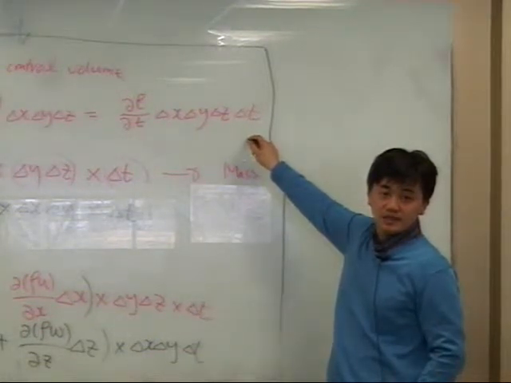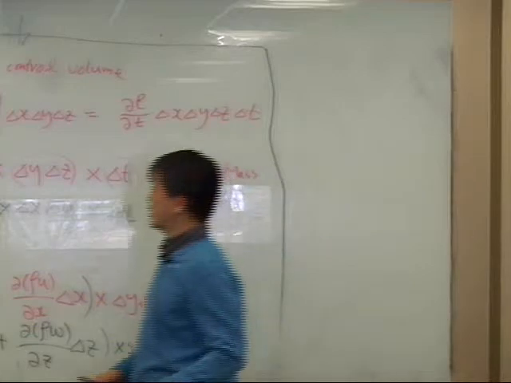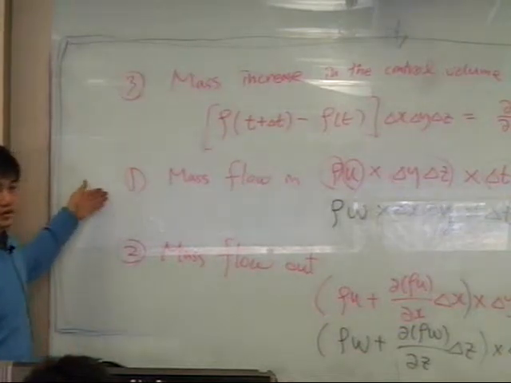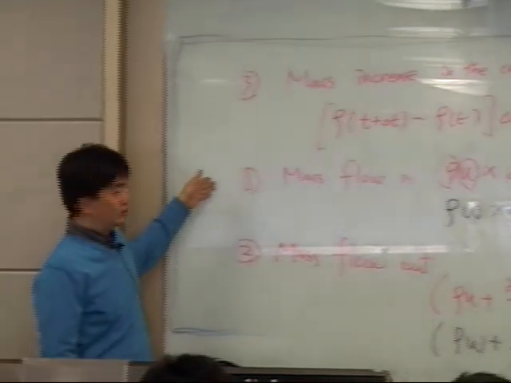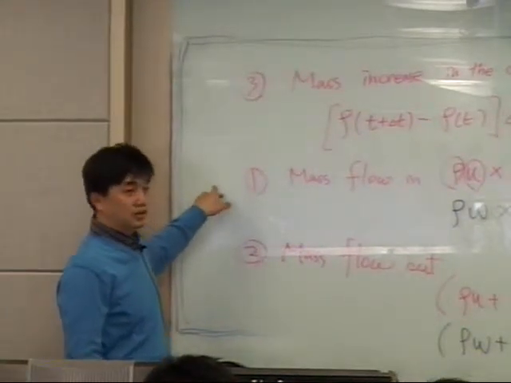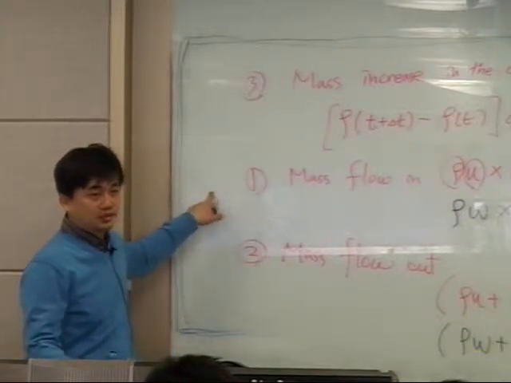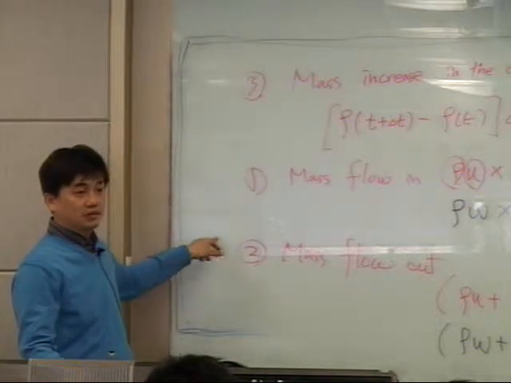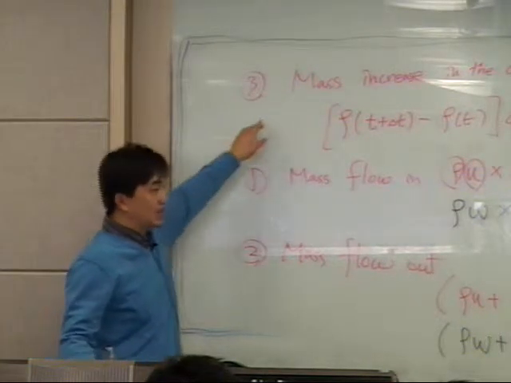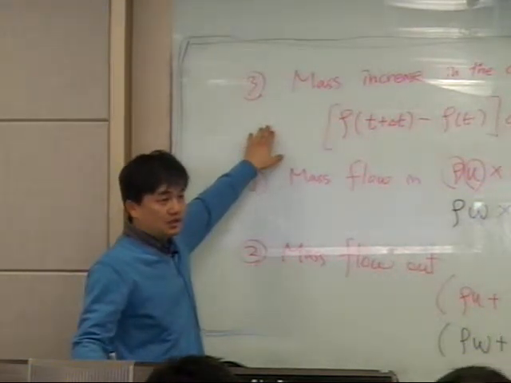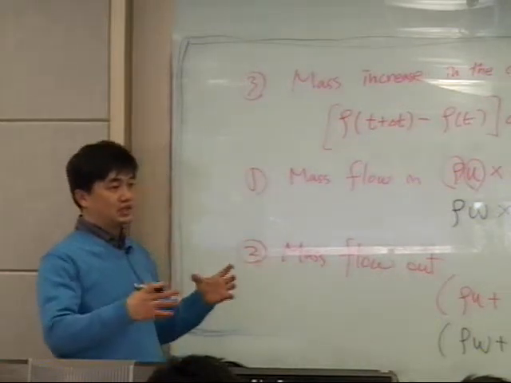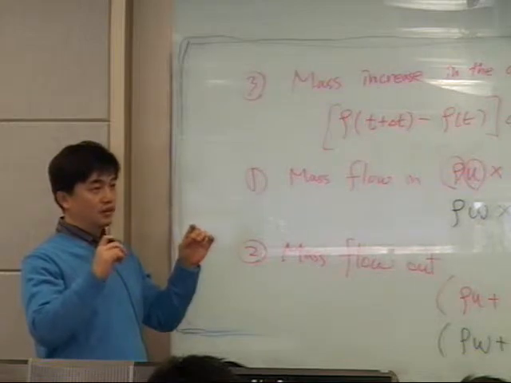Okay, I'm going to talk about that. So, you know these two, right? This is a mass flow in due to the velocity of the fluid. This is also mass flow out due to the velocity of the fluid. But this is not a mass change due to the velocity. This is just pure mass change in the control volume.